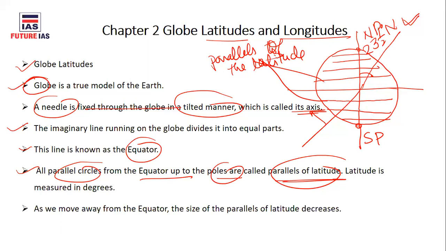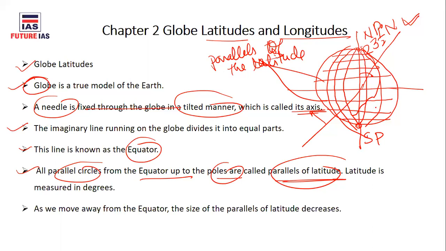Now if you want to divide the earth this way, there is another set of imaginary lines, which originate from the north pole and are destined to the southern pole. So they look like this, and these are called the longitudinal lines.